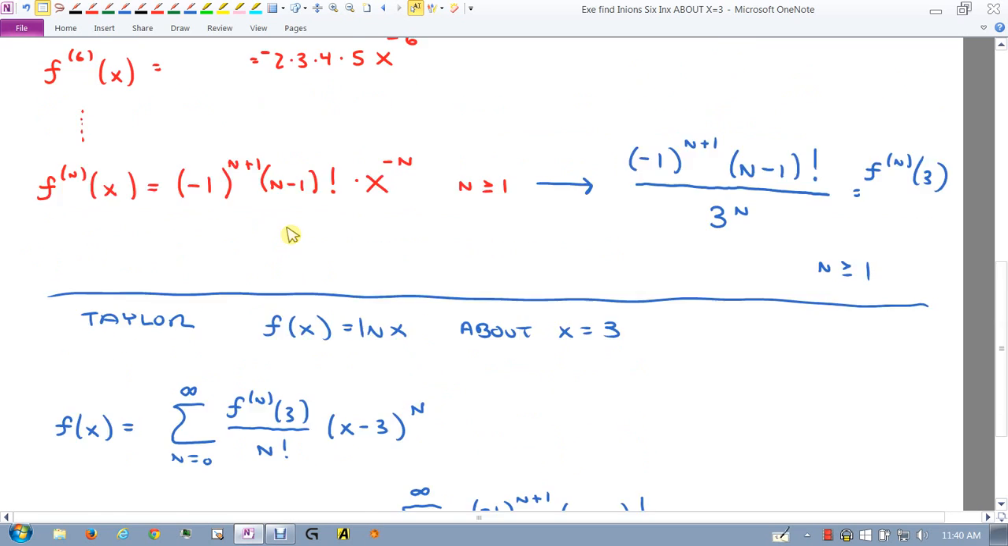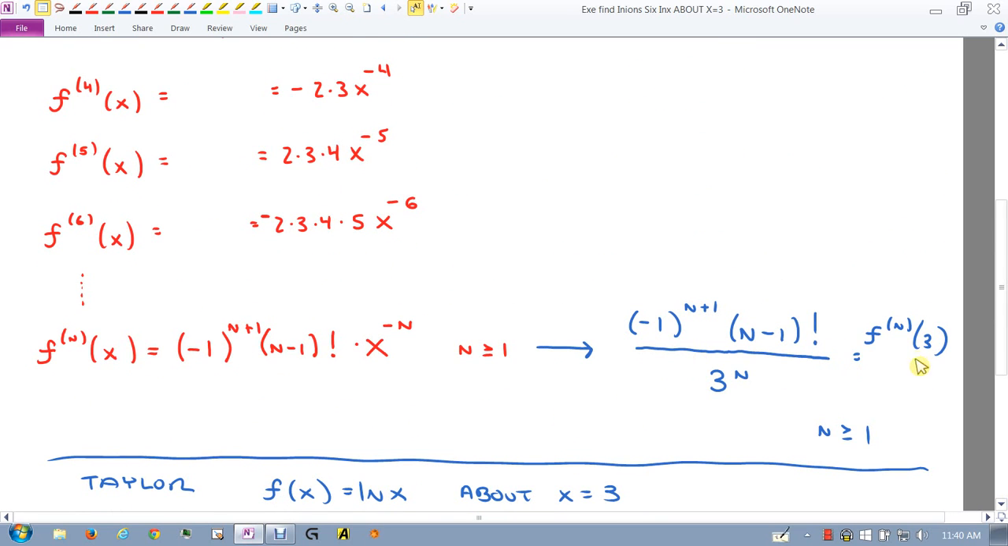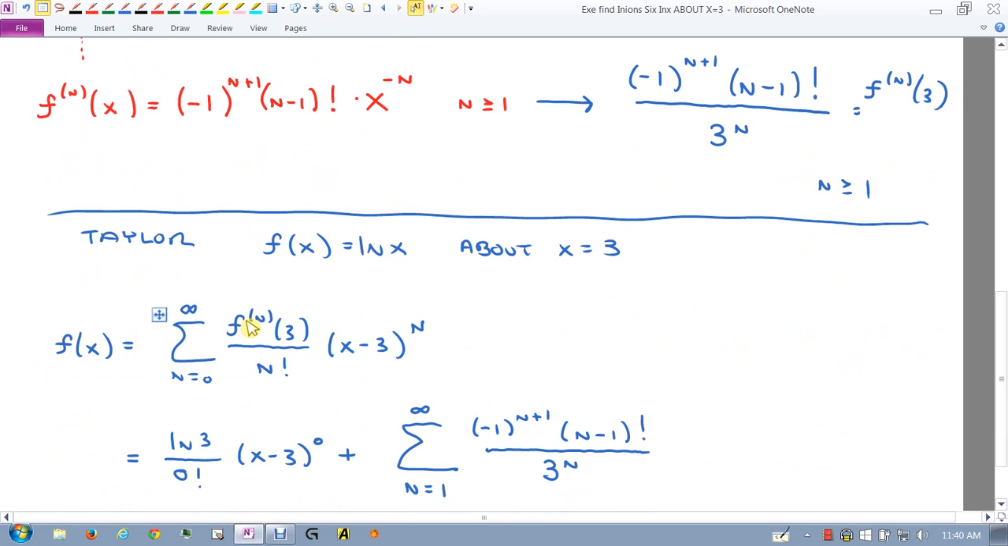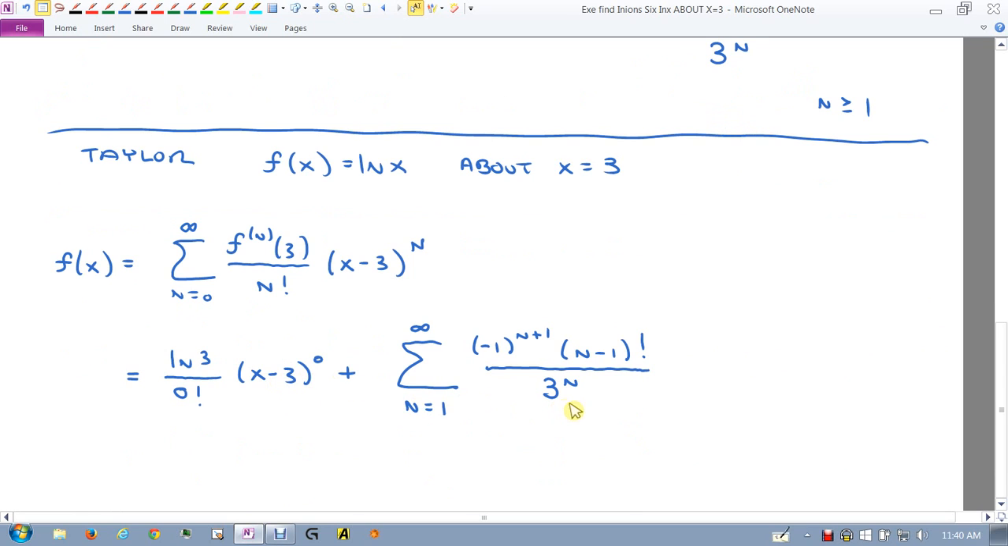Look at my formula right here. That was for the nth derivative at 3, right? But in the formula for the Taylor series, I have to take that, whatever it is, and divide it by n factorial. So when I divide this by n factorial, isn't that the same as just putting an n factorial down there? I'll highlight it because I don't want you to forget it. That n factorial came from this right here in the Taylor.